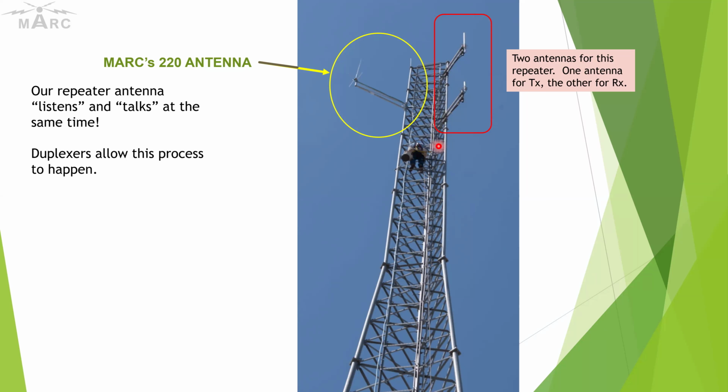Now, you can get away with that by putting one of these antennas 300 meters away, okay? But then that is a whole other logistical nightmare with coax and all that type of stuff, right? So this is the easiest way to do it.